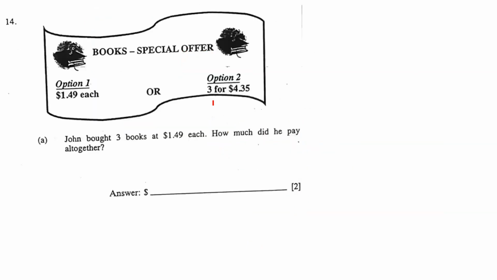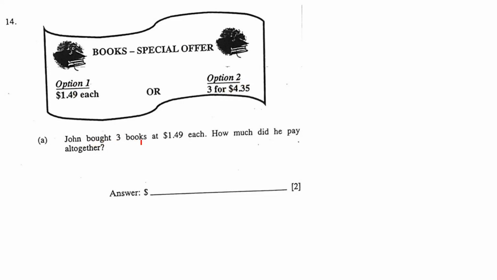Okay, let's move on to the next question, question number 14. Here it says that for option 1, we have one book. Sorry, one book is for $1.49. So this is for one book. All right, so you get one book for $1.49. Or for option 2, you can get 3 books for $4.35.